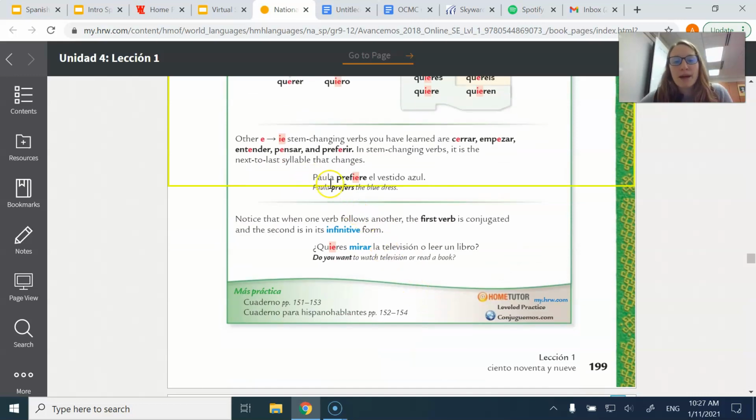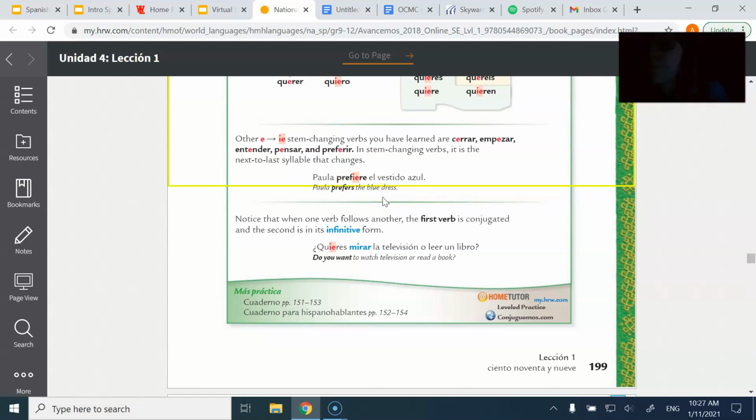So, for example, Paula prefiere el vestido azul. Paula prefers the blue dress.